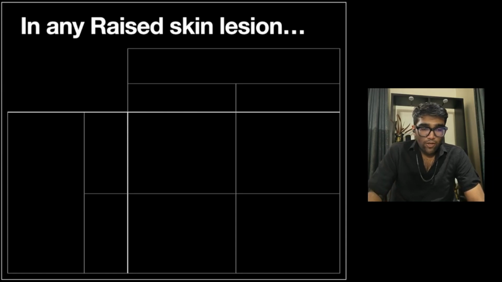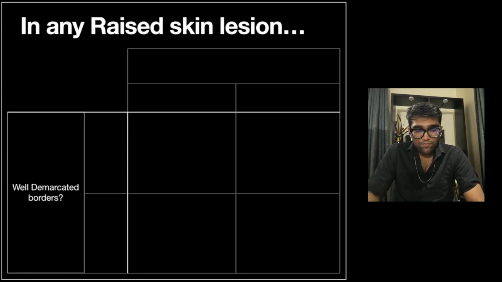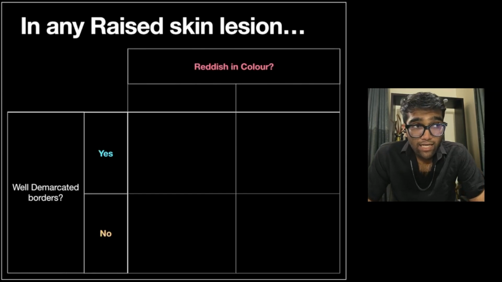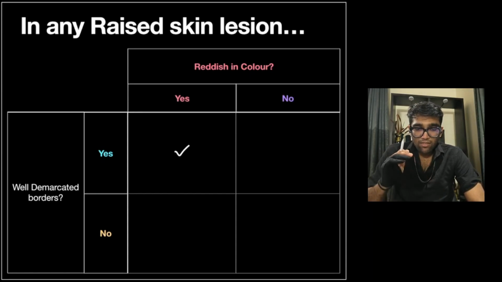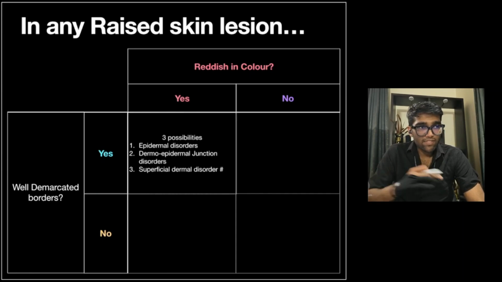Anyway, in any raised lesion, we look at two parameters. We look at whether the lesion is well demarcated, so that could be yes or it could be no, and we look at whether the lesion is red in color. It could be yes and it could be no. So obviously in this category, where it is a red lesion and it is well demarcated, we know that it is very superficial. If it is very superficial, these are the three possibilities I've just alluded to. It could be an epidermal lesion, it could be a dermoepidermal junction lesion, it could be a superficial dermal lesion.